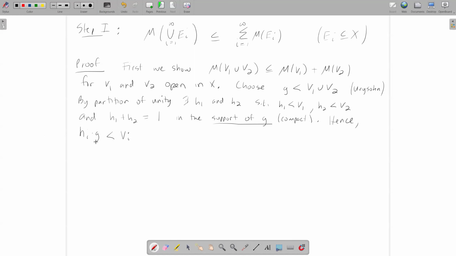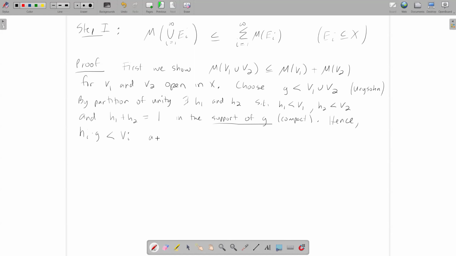If this is not equal to 0, then they both have to not equal 0. So the support of this is contained in the supports of each one. Boom, boom. Okay? So it's contained in the intersection. I mean, it's contained in the support of each one. And therefore, in particular, it's contained in the support of h_i, and therefore we get this.